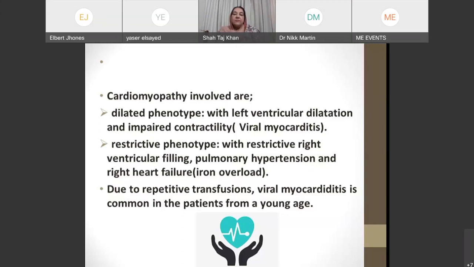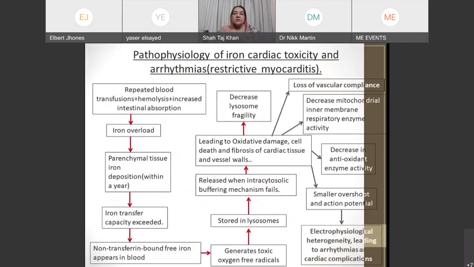And due to repetitive transfusion, viral myocarditis is a common feature in the patients from a younger age. So this is the pathophysiology. There's repeated blood transfusions leading to iron overload, leading to parenchymal tissue iron deposition, leading to iron transfer capacity increase, leading to non-transferrin bound free iron appearing in the blood, and then that generates toxic oxygen free radicals.